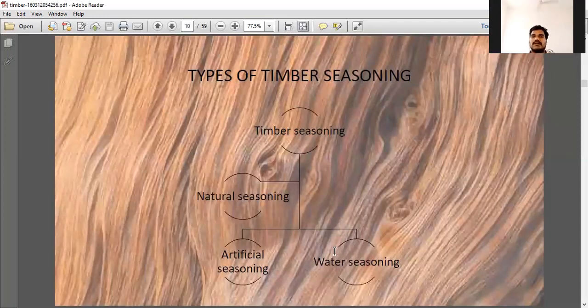And timber seasoning can be natural seasoning or artificial seasoning or water seasoning. If you want to increase the strength, you have to dip that timber in the water. And the most preferable is the natural seasoning. But now the demand is increasing day by day. So generally drying in the sunlight is not enough. You need more wood. So artificial seasoning came into existence.